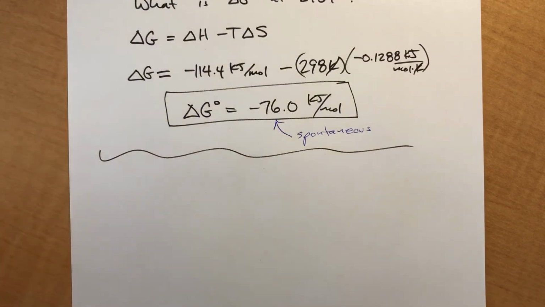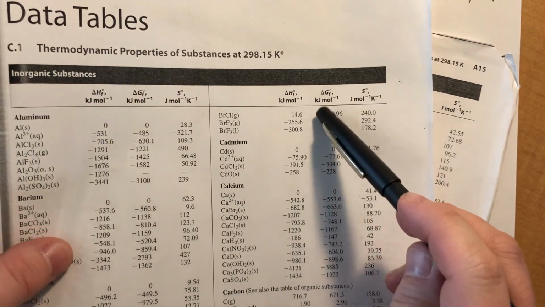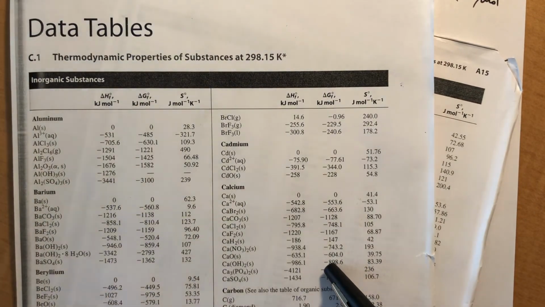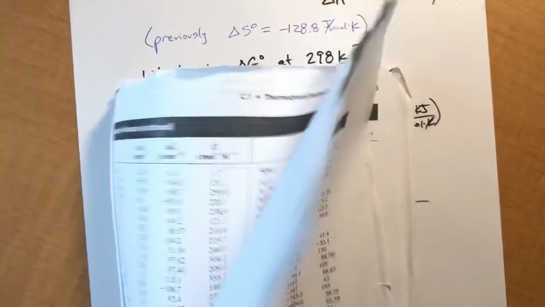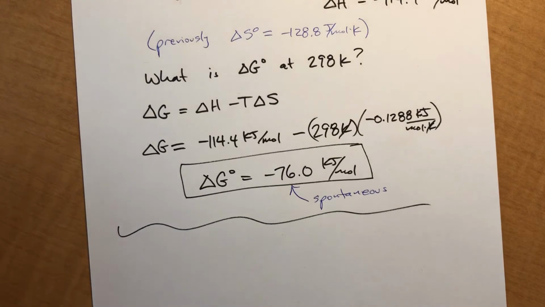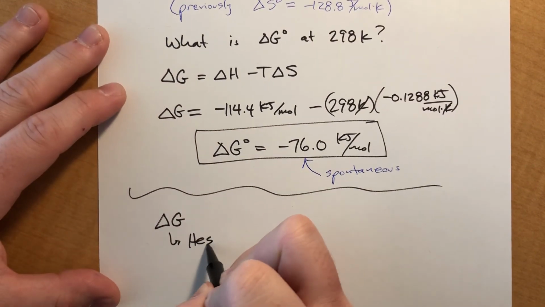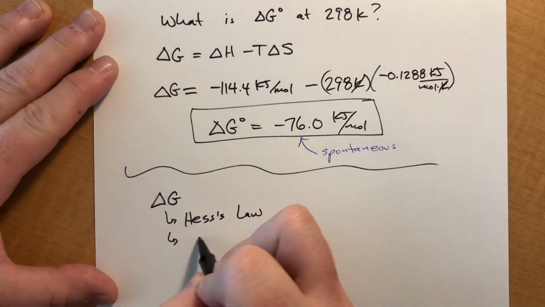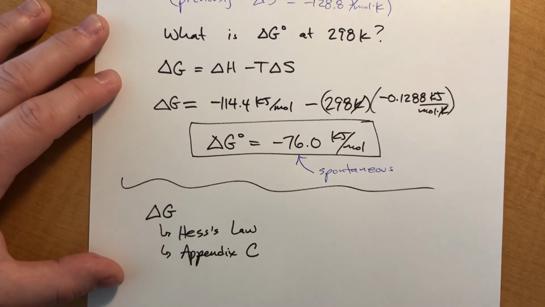A couple other odds and ends here. It turns out that you can also measure delta G by taking products minus reactants. You just look up all the compounds and look up the delta G values and take products minus reactants. It's exactly the same concept. Similarly, it also works for Hess's law. So Hess's law is still true for delta G. All the stuff that we could do with delta H with Hess's law still works. You can also use Appendix C. So it just depends on what information you're given and how you're solving it.